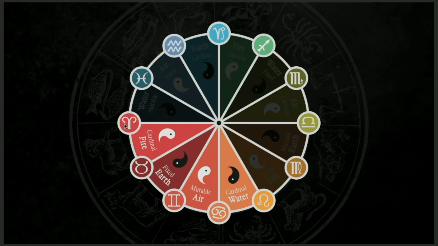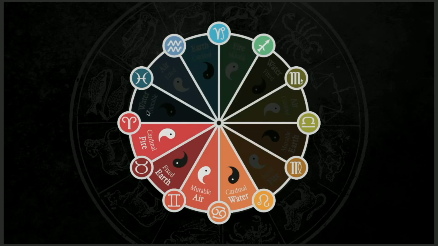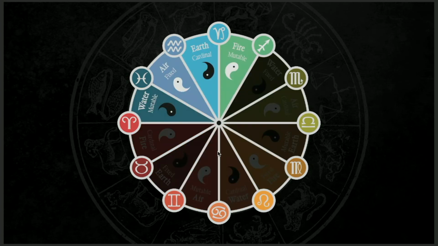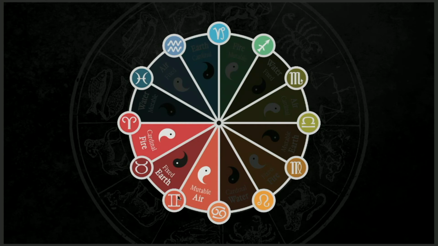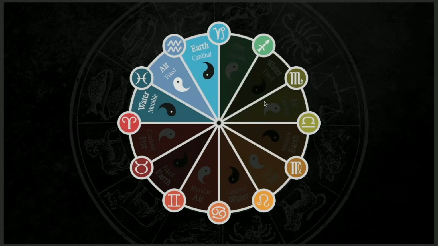So what do we have? We have 3 groups of 4 elements each, right? We have the first group of earth, air, fire, and water, second group, third group, right? And then we have 4 groups of 3 modes each. We have the first group of cardinal, fixed, mutable, a second, a third, and a fourth.